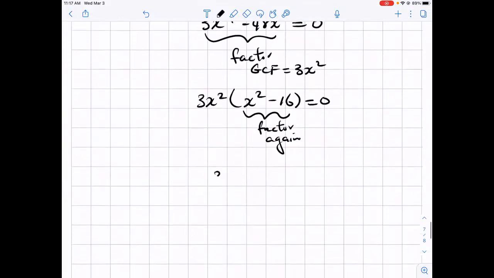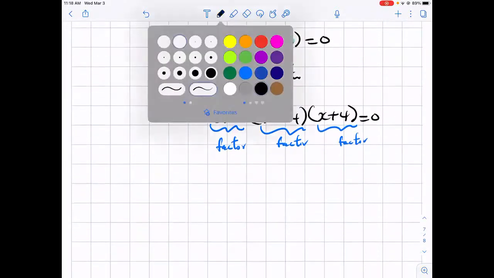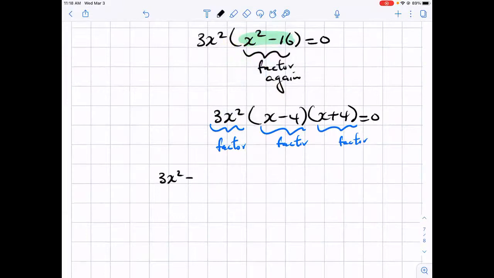Okay? So we have 3x squared times (x minus 4) times (x plus 4) is equal to 0, because this here is a difference of squares. Factoring again, now each one of these is a factor. This is a factor, this is a factor, and this here is a factor. So take each factor and set it equal to 0.